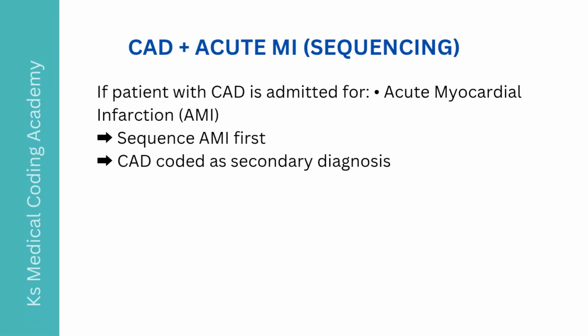CAD plus acute MI, sequencing. If a patient with known coronary artery disease is admitted for an acute myocardial infarction, the acute MI must be sequenced first. The coronary artery disease is coded as a secondary diagnosis. This sequencing rule is commonly tested in exams.